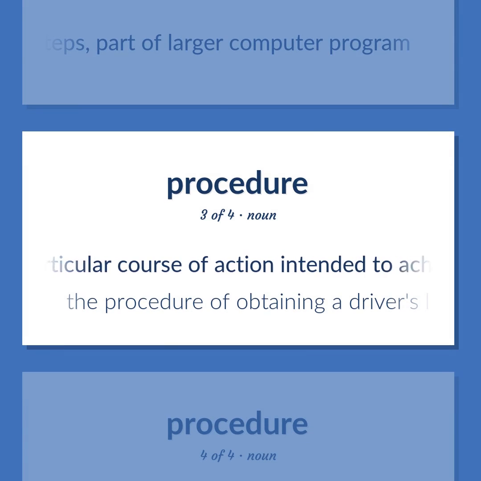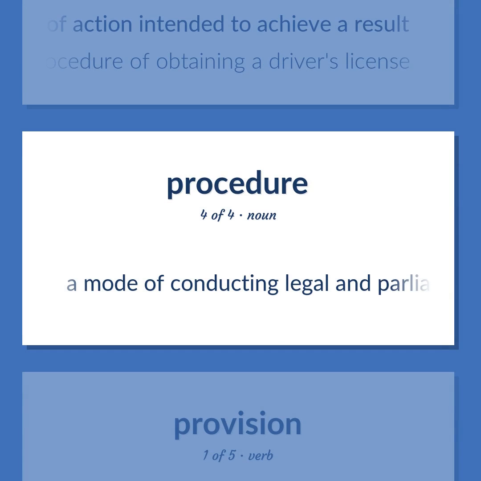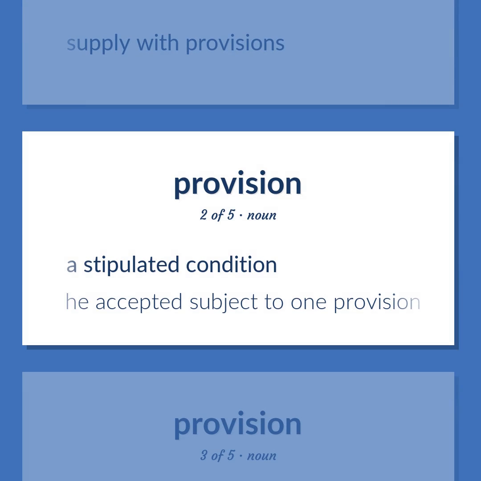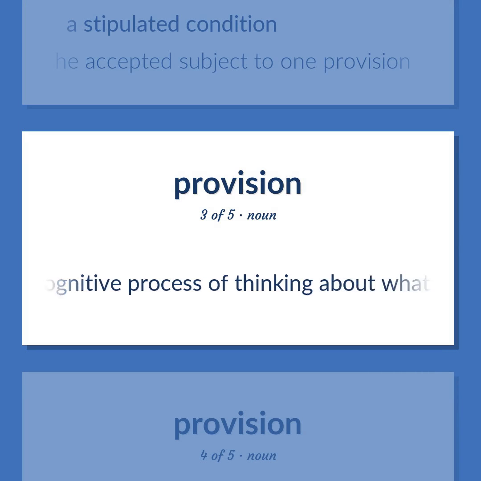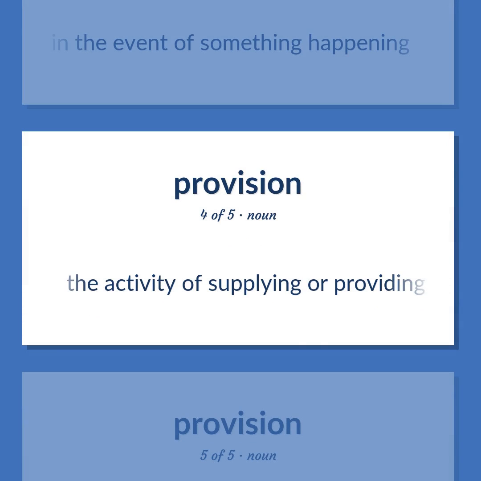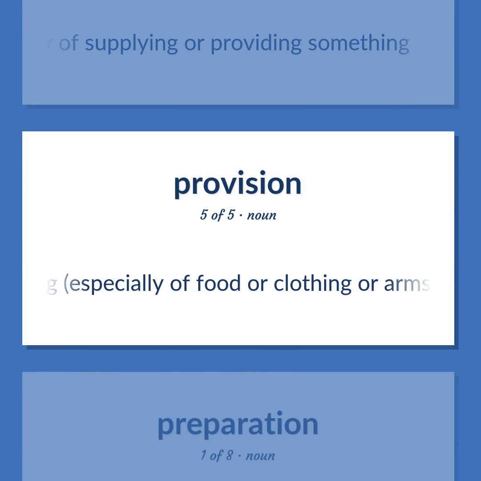A particular course of action intended to achieve a result. The procedure of obtaining a driver's license. A mode of conducting legal and parliamentary proceedings. Supply with provisions. A stipulated condition. He accepted subject to one provision. The cognitive process of thinking about what you will do in the event of something happening. The activity of supplying or providing something. A store or supply of something, especially of food or clothing or arms.